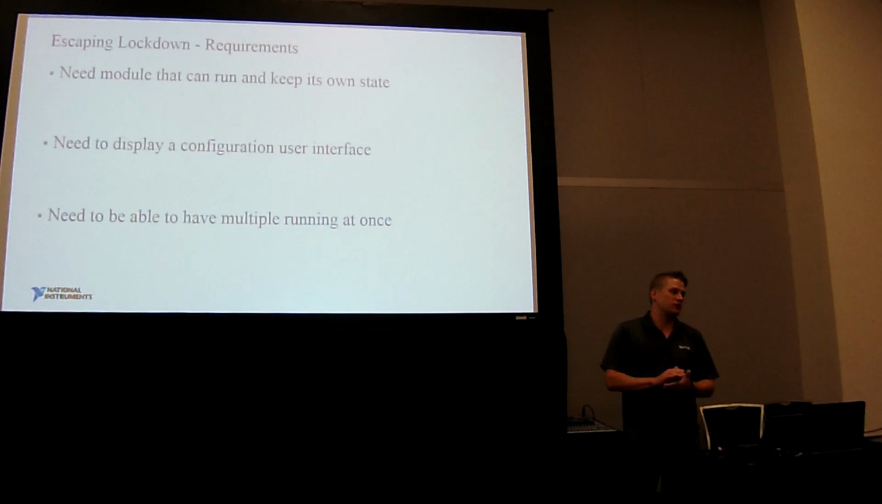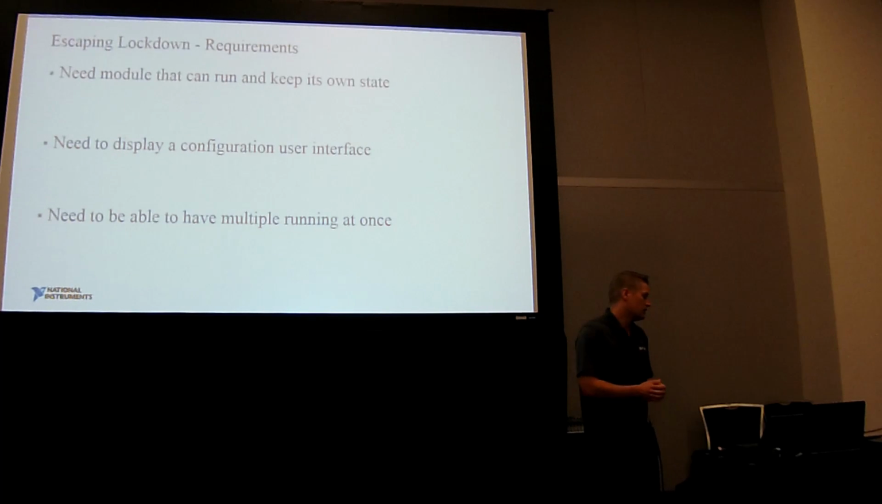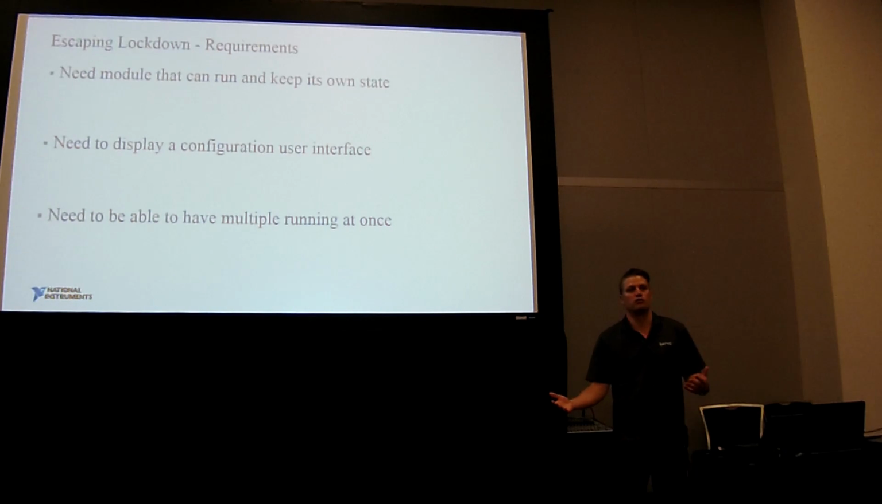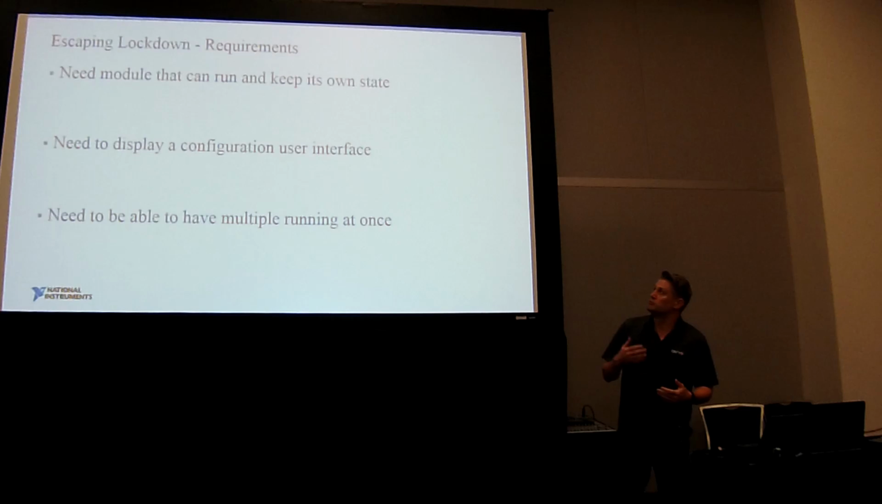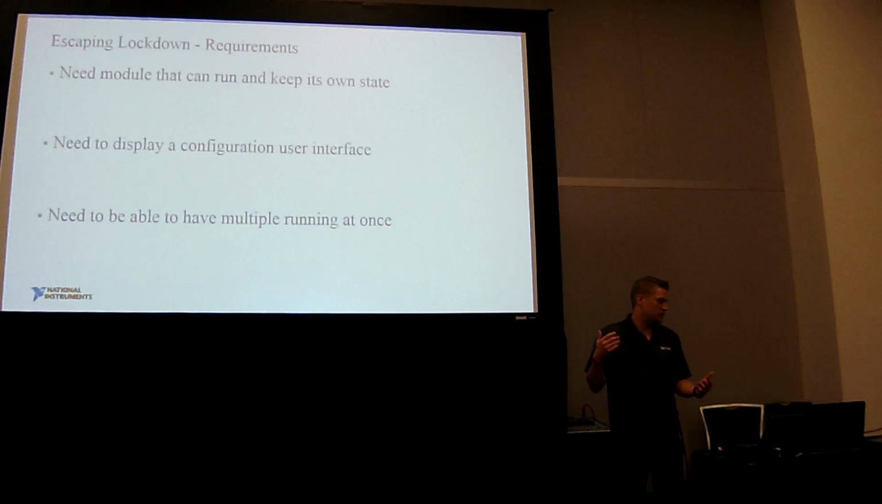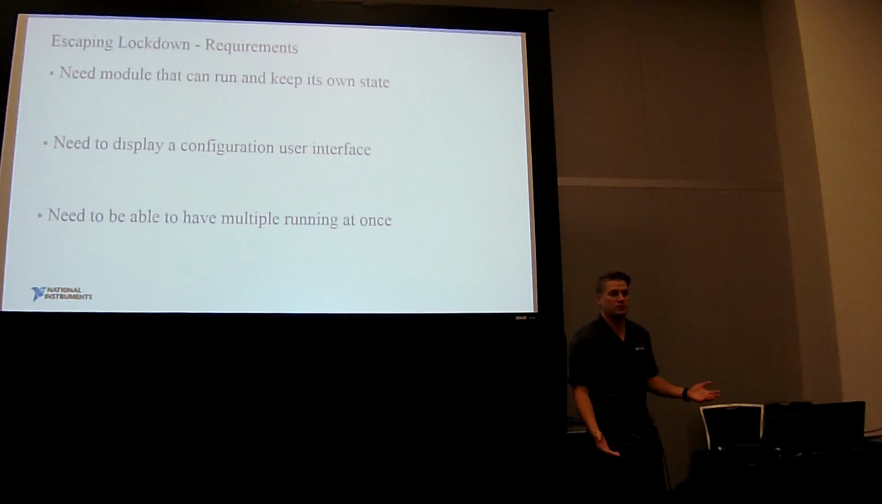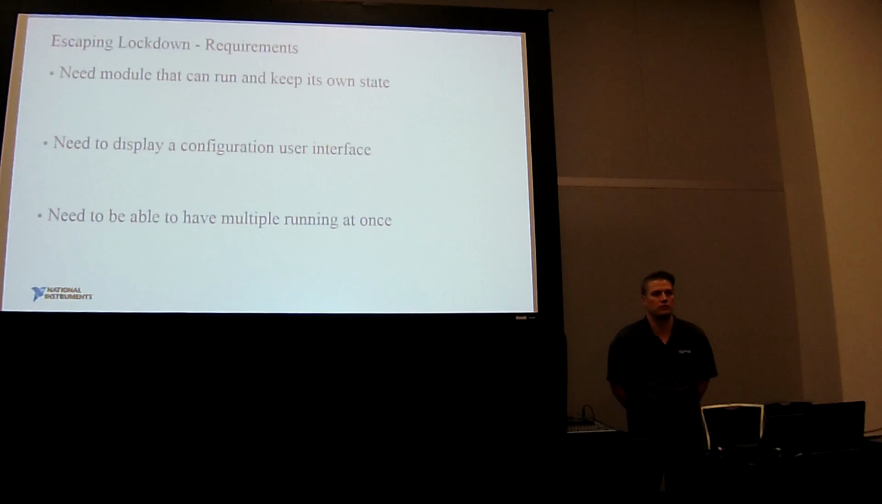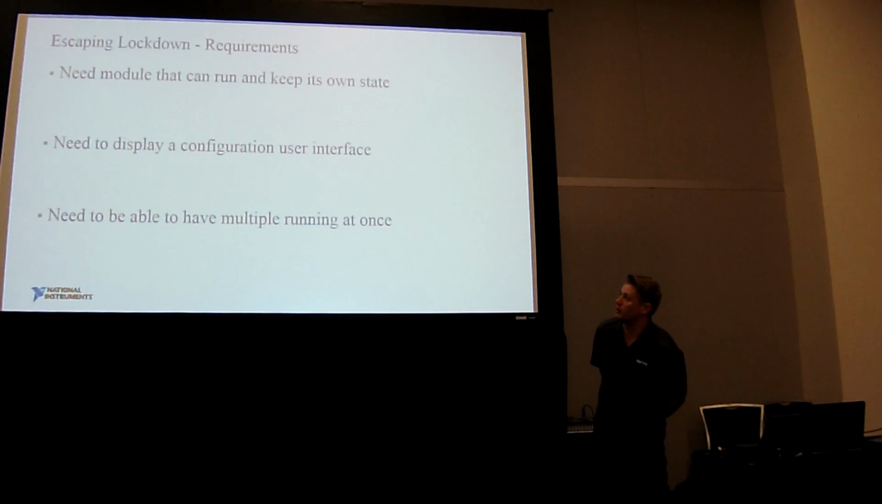How do we get to that Shawshank moment where we're escaping lockdown? How do we get there? So we sat down and decided, okay, let's actually generate some requirements for this. Let's think about what we actually need to happen to replace those XControls. We need something that can run and keep its own state. We need to be able to display a user interface. And we also need to be able to have multiple running at once. Those are the 3 requirements.